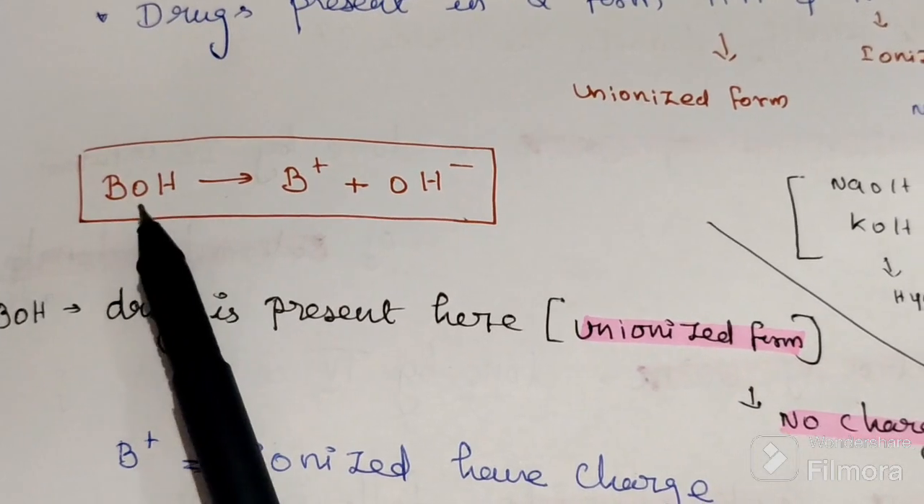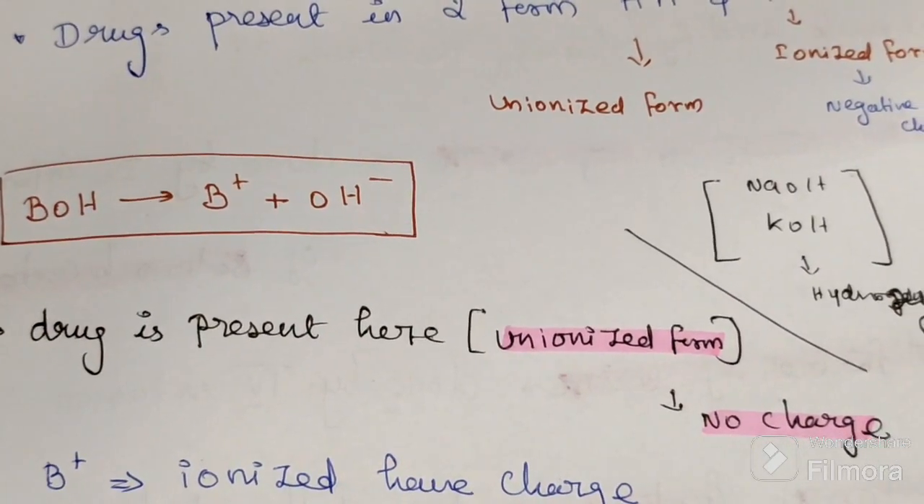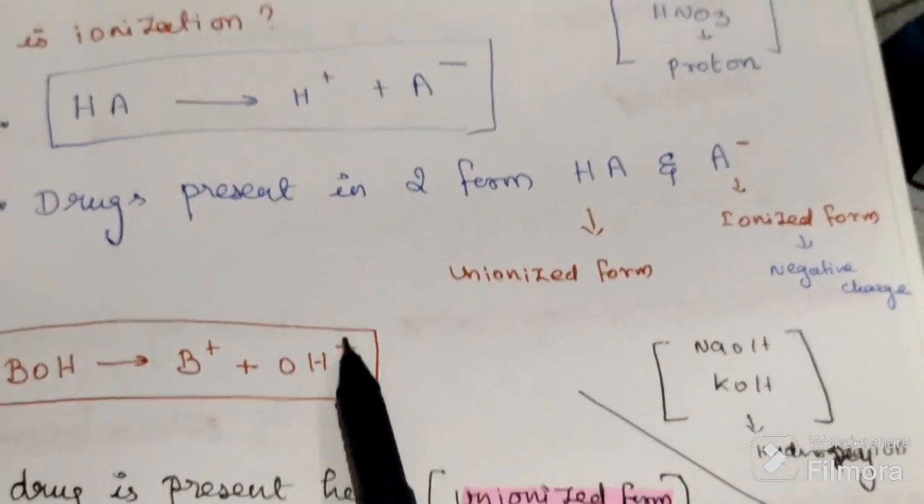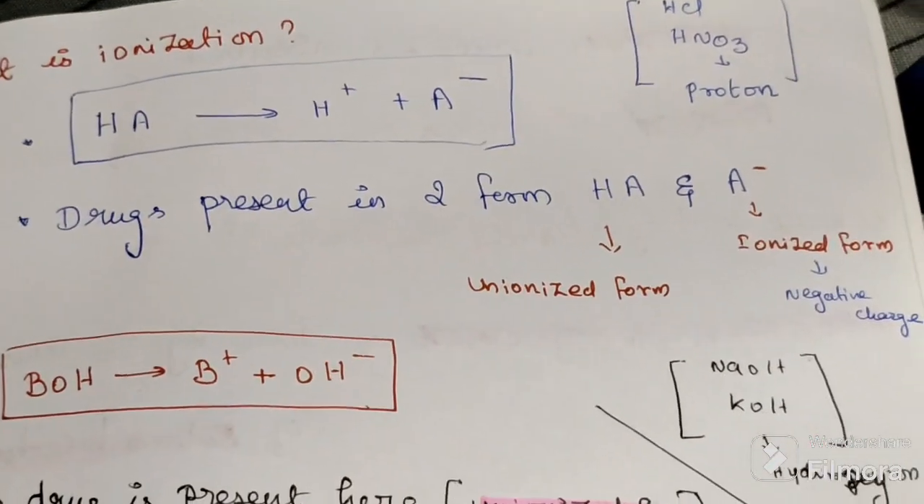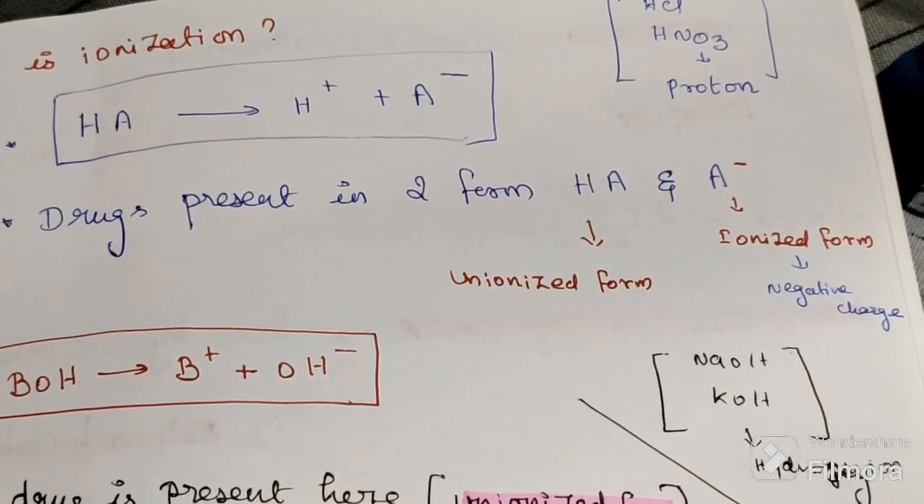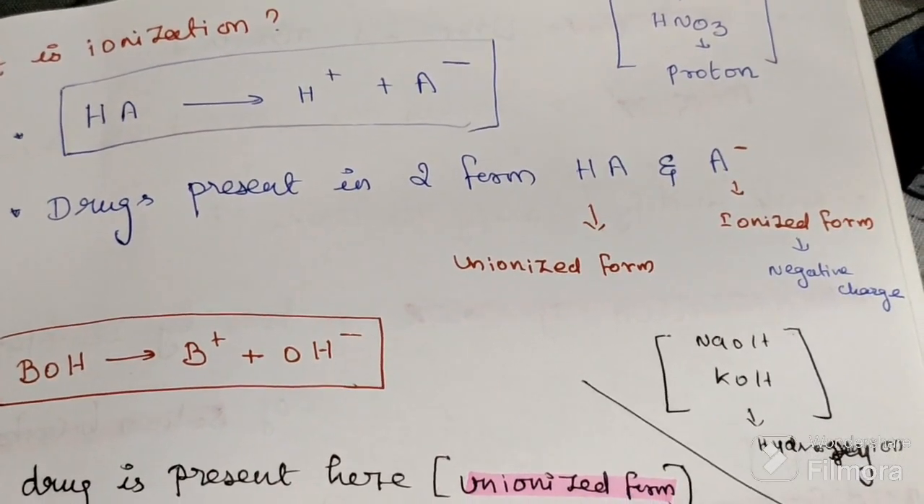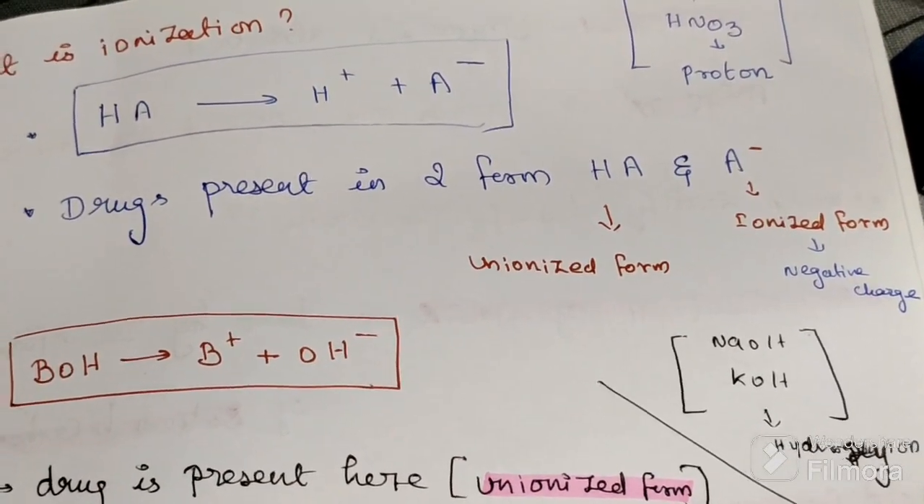This is the POH, the complete, unionized version. This one is the split version. They are broken, they are split, they are ionized. Now there is the rule of our body: the body doesn't like the broken one.